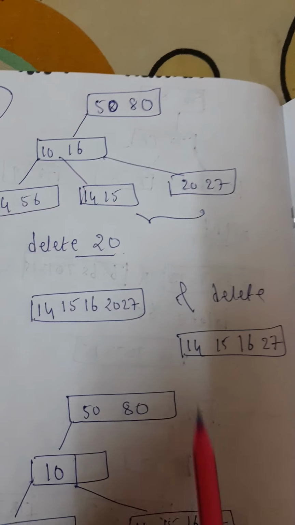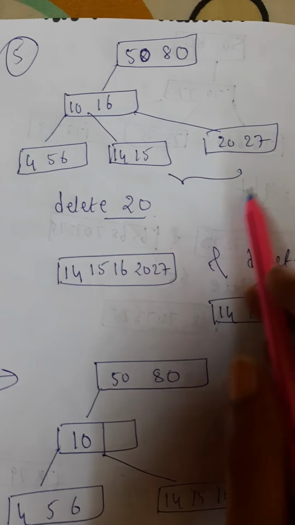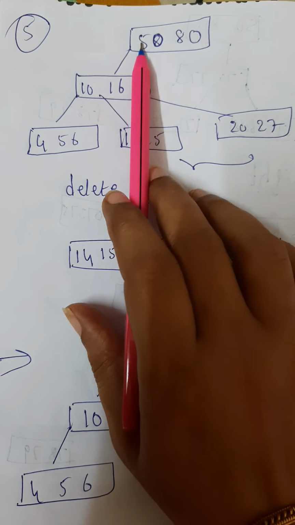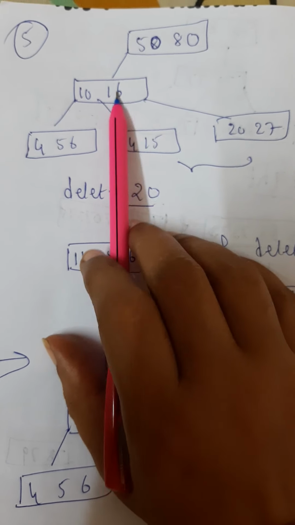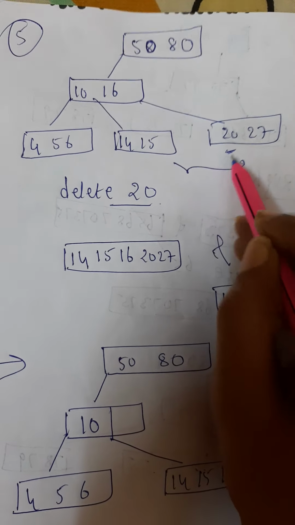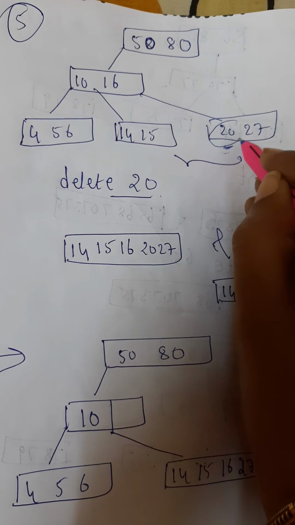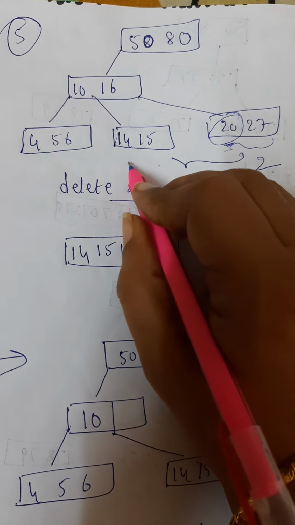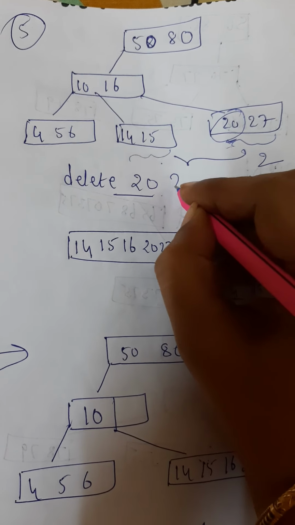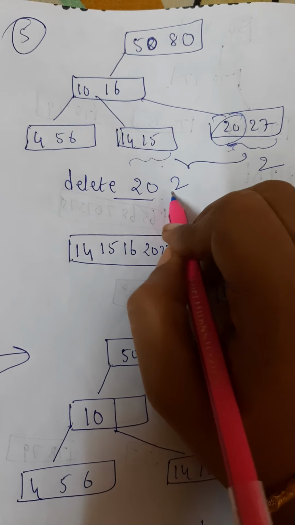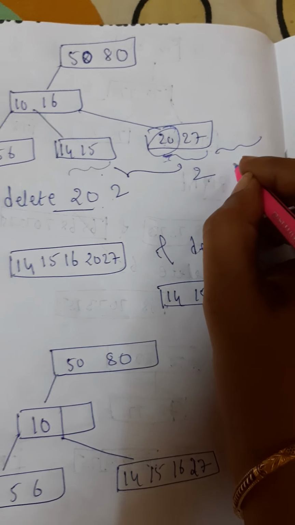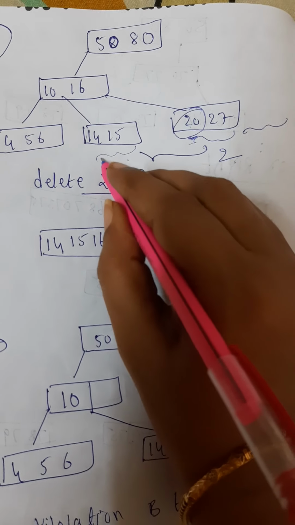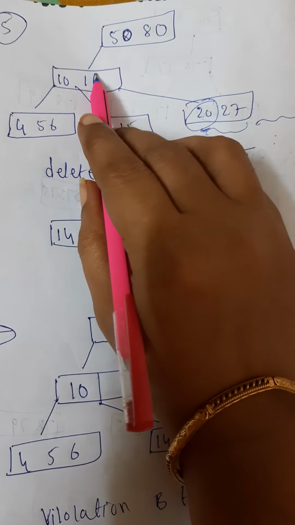Now we will see one more thing here. Now I want to delete 20. 20 is less than 50, so left. 20 is greater than 16, so right. Now here you have 20. Since here you have 20, how many keys do you have? 2, the minimum. So check with the left sibling. How many does it have? 2. Again the minimum. Now do you have a right sibling? No. So since we don't have a right, as I said, we have to merge, and with the parent also.